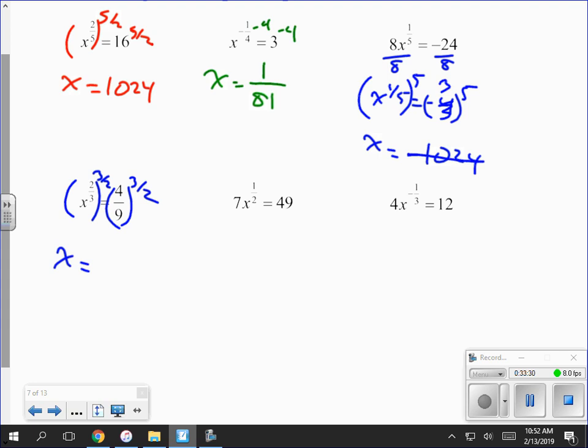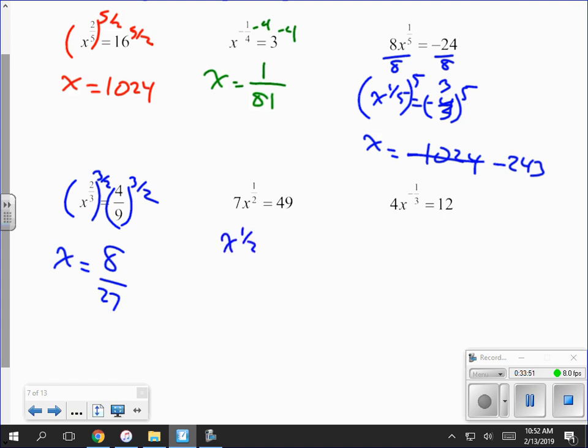Negative 3 to the 5th, which is negative 243. Yeah, true. My bad. Okay, thanks. So 4/9 gives me 2/3. 2/3 cubed: 2 cubed is 8, 3 cubed is 27. Next one, divide both sides by 7.